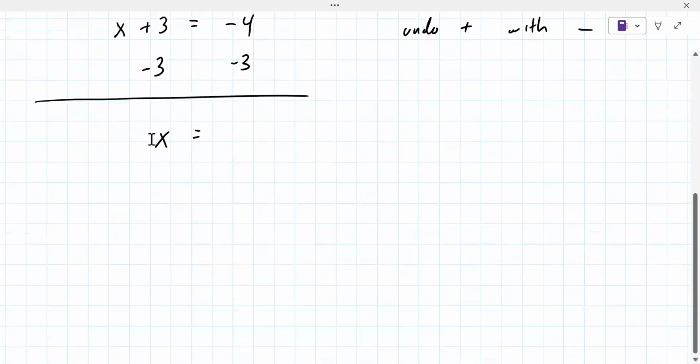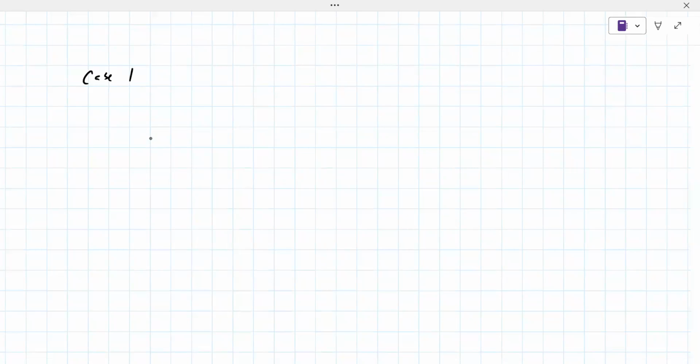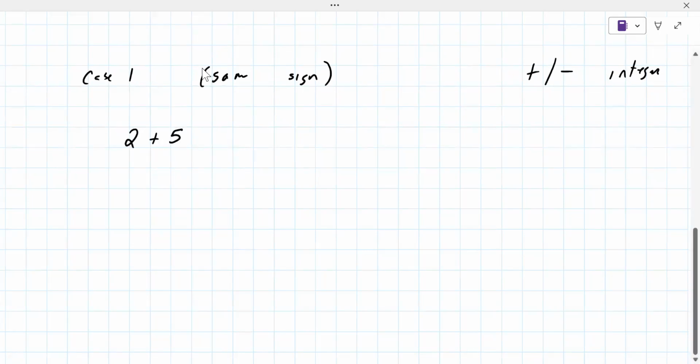So I want to talk about the two cases. There's case 1, which is same sign. So we're going to talk about how to add and subtract integers right now. It's a quick review, and then you'll have it down hopefully forever. When they're the same sign, we're going to look at something really simple, like 2 plus 5. These are both positive. That's what I mean by same sign. They're either both positive or both negative.